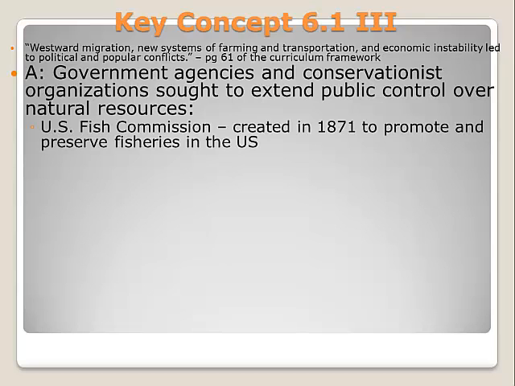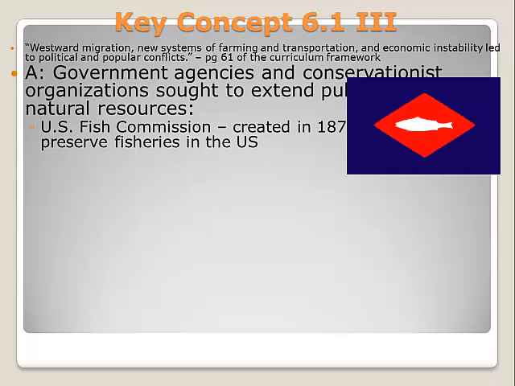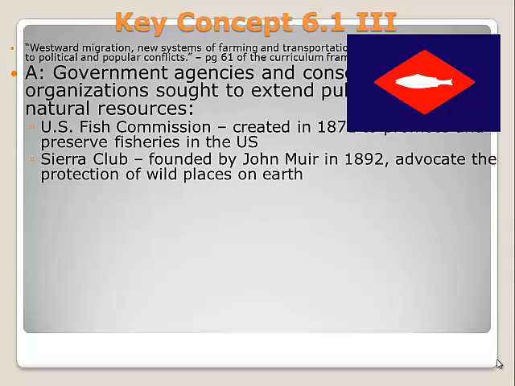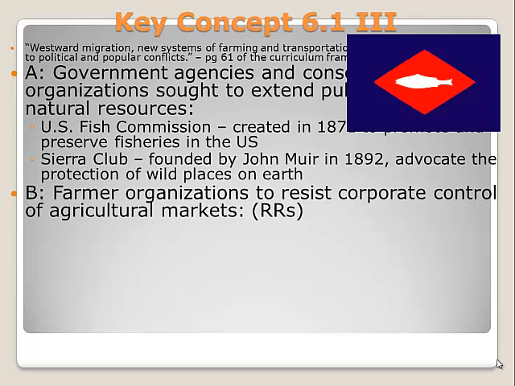So we have the U.S. Fish Commission, which was created in 1871 to promote and preserve fisheries in the United States. There's a symbol if you ever wondered what that looked like. We also have the Sierra Club, which was founded by John Muir in 1892, and he advocated the protection of wild places on Earth. John Muir, that's a name you should be familiar with. You should absolutely know he was a huge advocate of protecting wild places on Earth.